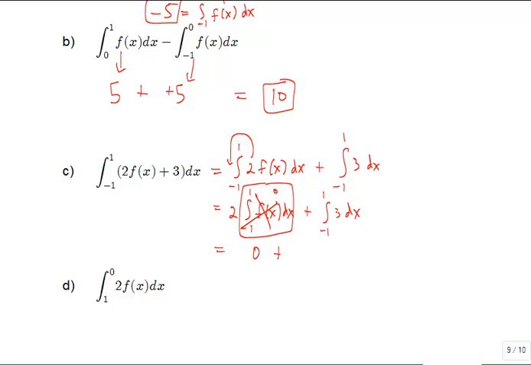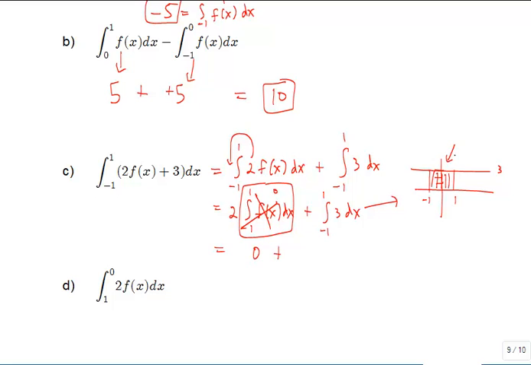And this one we can figure out geometrically because this represents the area under the curve f of x equals 3. Well, what kind of function is always 3? That's a horizontal line, the constant function. And this is asking for the area under that from -1 up to +1. And what shape is that?